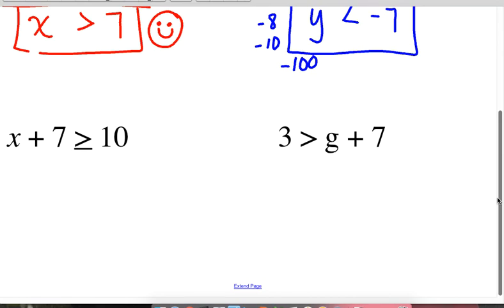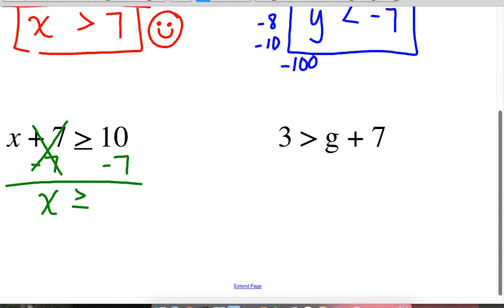Two more. Let's look at the one in the bottom left-hand corner. X plus 7 greater than or equal to 10. Okay, I'm looking at x. He's grumpy. He doesn't want the plus 7. We do the opposite. We subtract 7 on both sides. Divide those 7s. X is not equal to, it's greater than or equal to, and 10 minus 7 is 3. Any value for x will work as long as it is greater than 3 or even equal to 3.